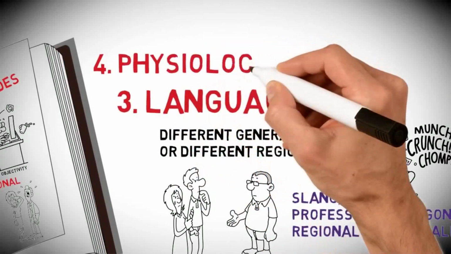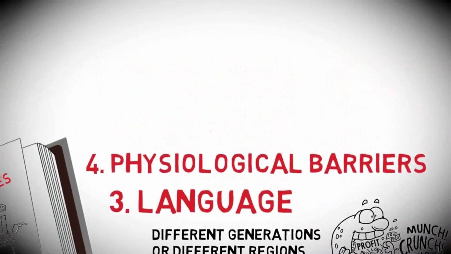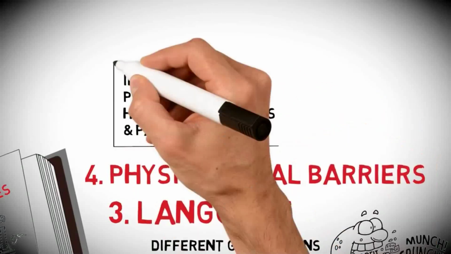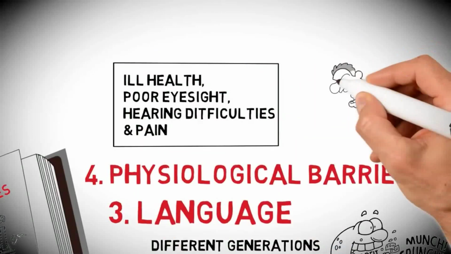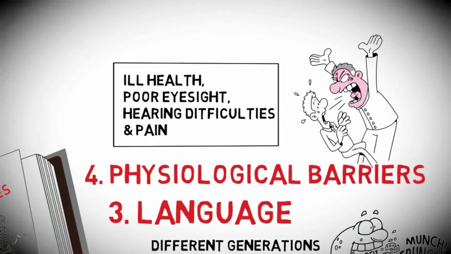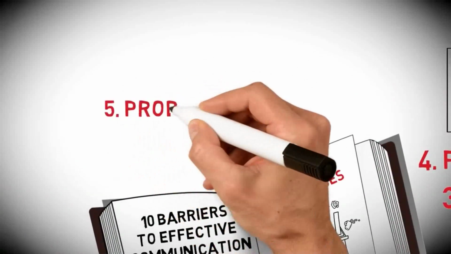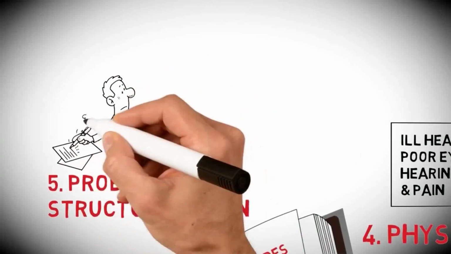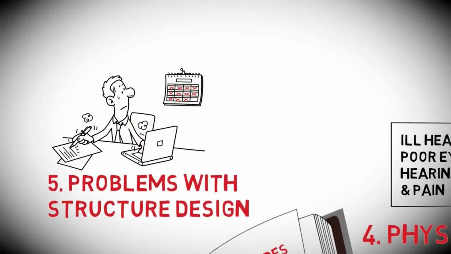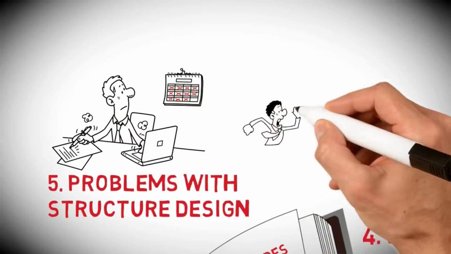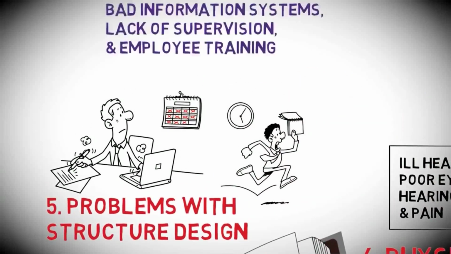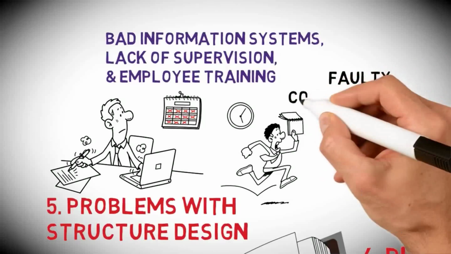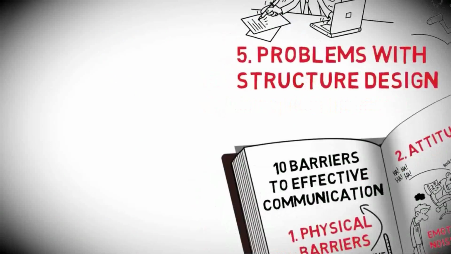4. Physiological barriers. Ill health, poor eyesight, hearing difficulties, and pain are all physiological obstacles to effective communication. 5. Problems with structured design. Companies or institutions can have unclear organizational structures, making communications difficult. Bad information systems, lack of supervision, and employee training are also to blame for faulty communications.